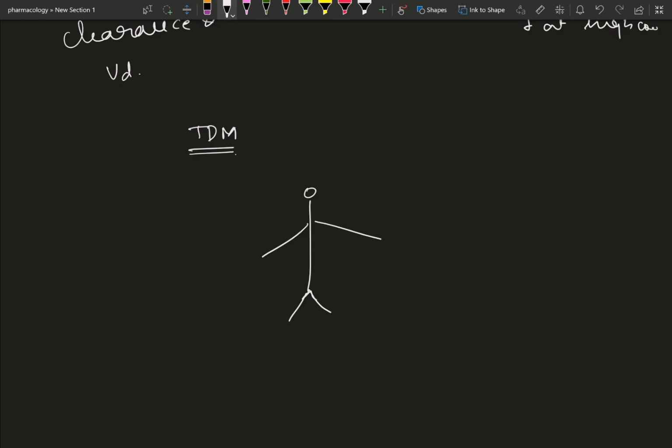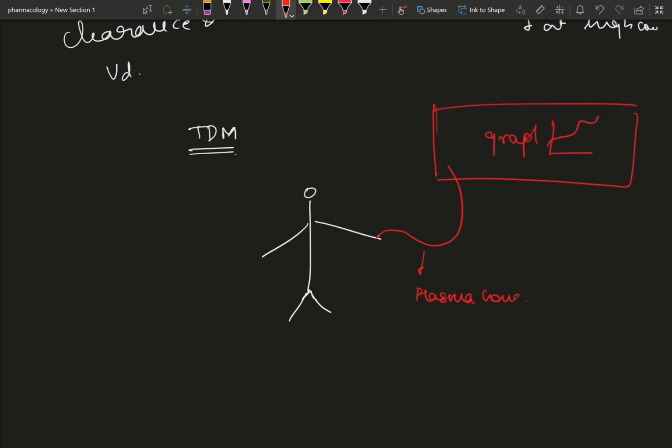Sorry for the bad illustration. The proportions of the extremities are not well met here. But let us say somehow this is the patient and we attach a lead into the plasma so that we can get a graph of the plasma concentration of the drug. Let's say we need to maintain the plasma concentration of a drug at 50. Let's say we give a drug A and we want to maintain its concentration at 50.